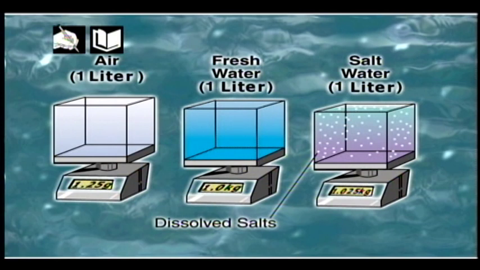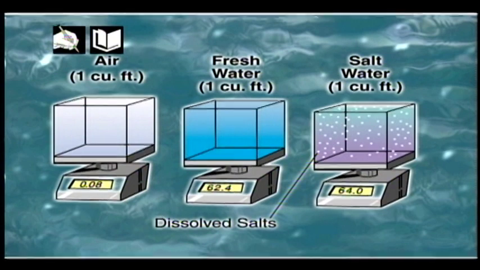1 liter of fresh water weighs 1 kilogram, and 1 liter of salt water weighs 1.025 kilograms. In the imperial measurement system, this is expressed as 0.08 pounds per 1 cubic foot of air, or 62.4 pounds per cubic foot for fresh and 64 pounds per cubic foot for salt water.